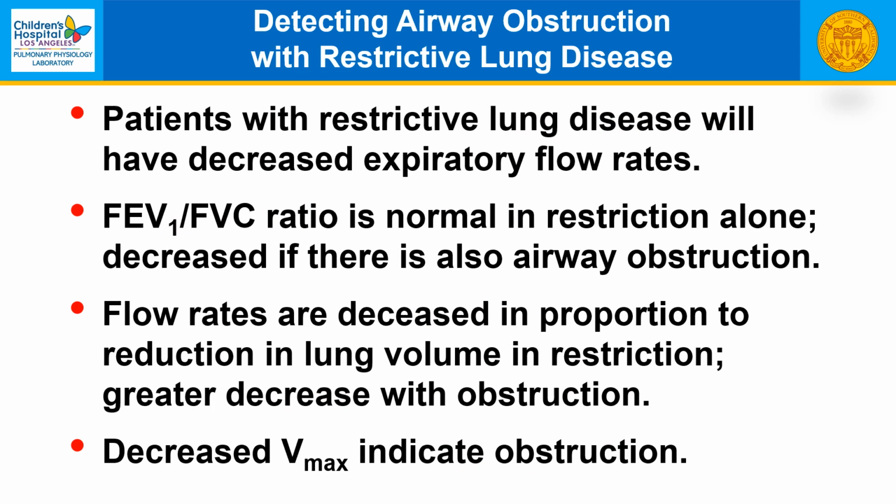So patients with restrictive lung disease will have decreased expiratory flow rate because there's decreased volume. FEV1/FVC ratio is normal in restriction alone, decreased if there's also airway obstruction. Flow rates are decreased in proportion to the reduction in lung volume in restriction and a greater decrease with obstruction. And so therefore Vmaxes that are decreased from normal indicate obstruction in addition to restriction.